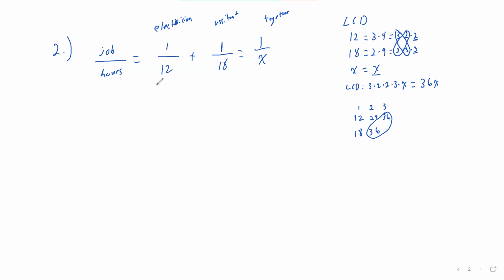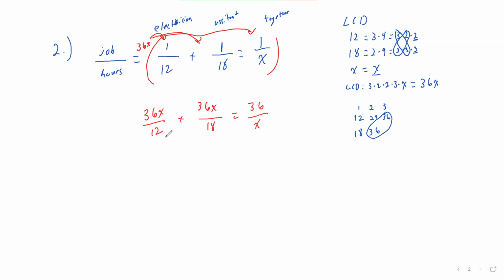So that means I'm going to multiply this entire equation by 36x. And when I do that, I get 1 times 36x, which is 36x over 12, plus 36x over 18 equals 36x over x. 36 divided by 12 is 3, plus 36 divided by 18 is 2. Oh, I forgot the x. And then 36x divided by x, the x would cancel, so I'm left with 36. So 3x plus 2x is 5x equals 36.